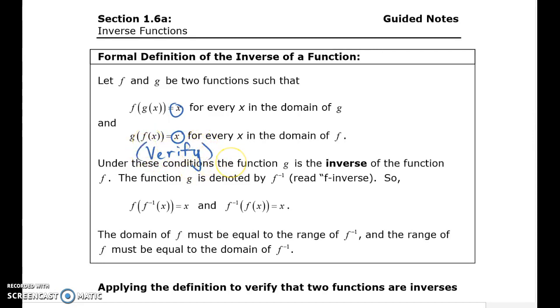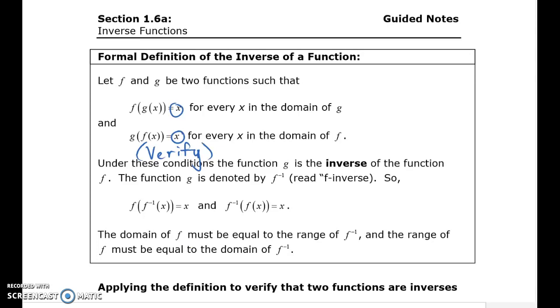The word verify does demand that we do two different compositions, f of g and g of f. Under these conditions, the function g is the inverse of the function f. Function g is denoted as f inverse, and we'll read it as such. So f of f inverse equals x, and f inverse of f equals x. The domain of f must be equal to the range of f inverse, and the range of f must be equal to the domain of f inverse. As I said, the inputs of one become the outputs of the other, and vice versa.